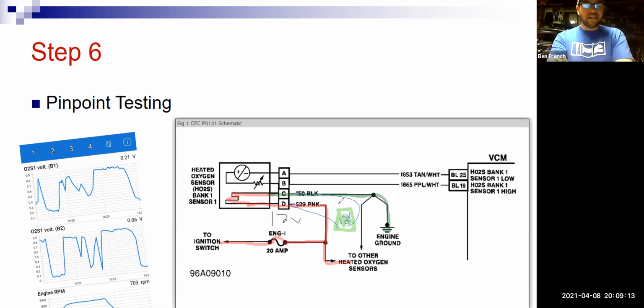So the O2 sensor heater element should have 12 volts going there. So I could disconnect the O2 sensor and measure, hey, do I have 12 volts right there? If I do, it's looking like my circuit's okay, and the problem is my sensor.